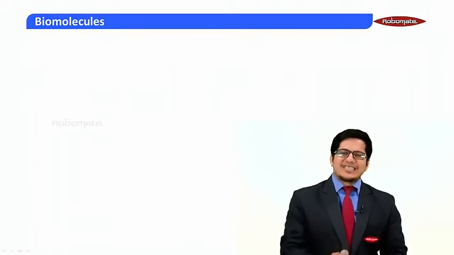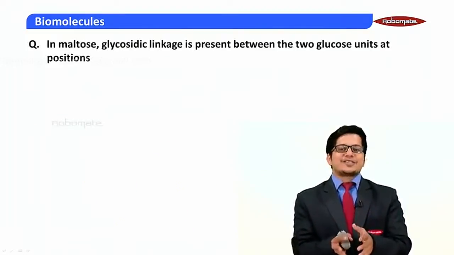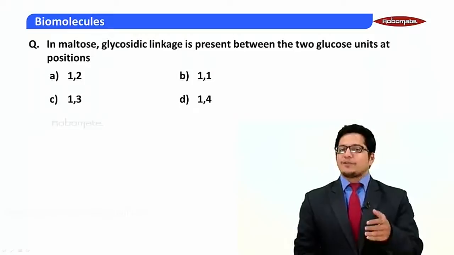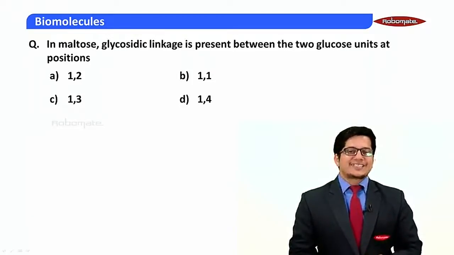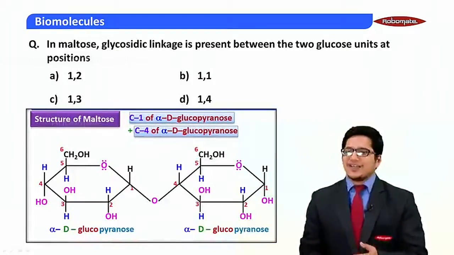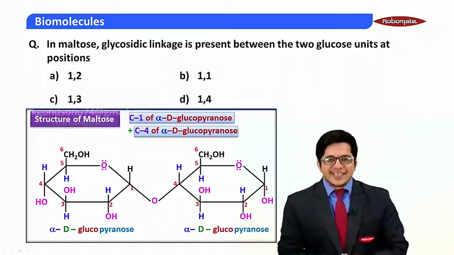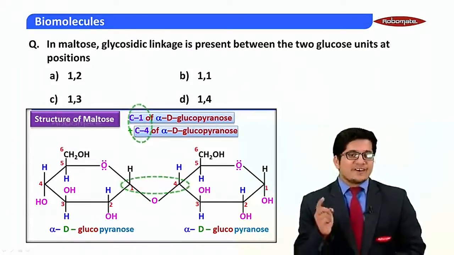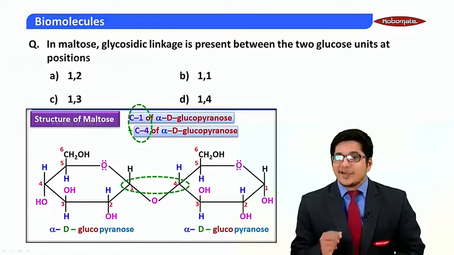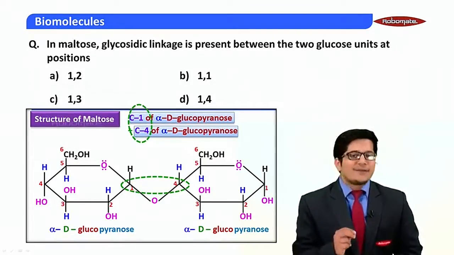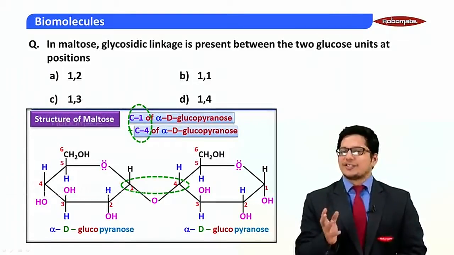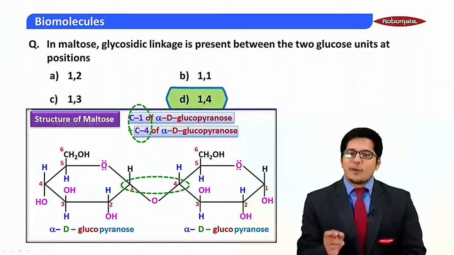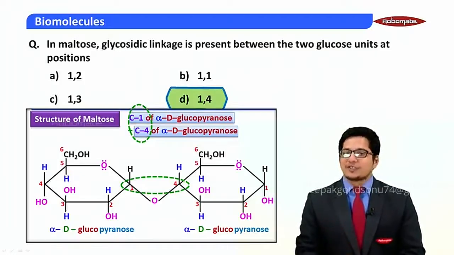Let's move further towards the next question, which states in maltose, glycosidic linkage is present between 2 glucose units. At what positions? So first, let's try to recollect the structure of maltose. Was it looking something like this? Yes. Now, in this entire structure, we could see that there is a linkage between the first and the fourth carbon atoms, wherein both the molecules were alpha-D-glucopyranose. So students, what would be our correct option? Yes, it would be option D, that is 1,4 positions of 2 glucose units.